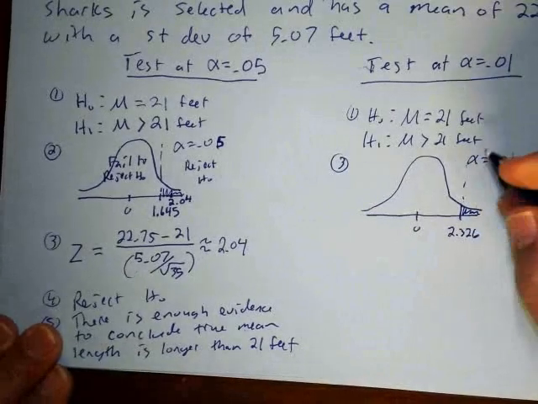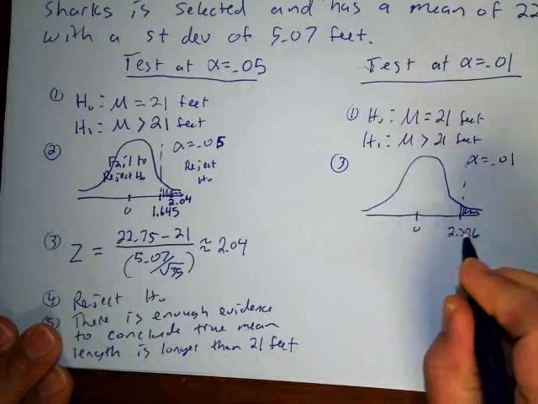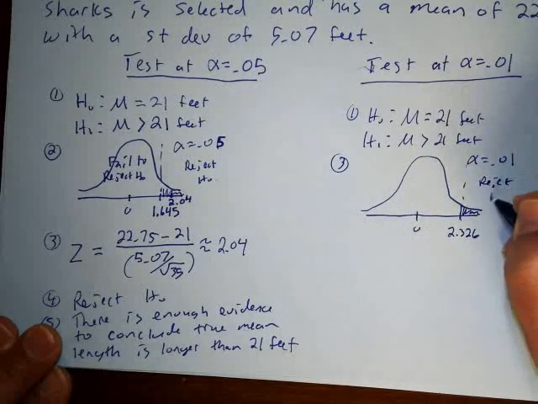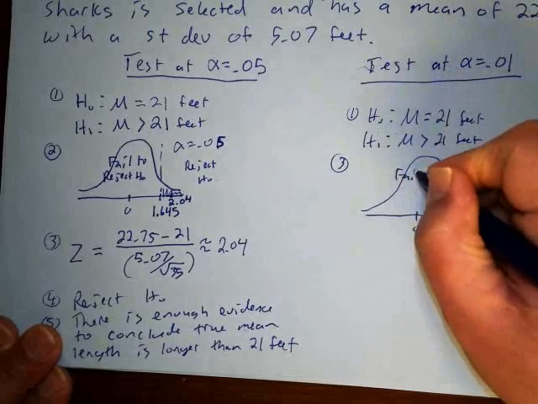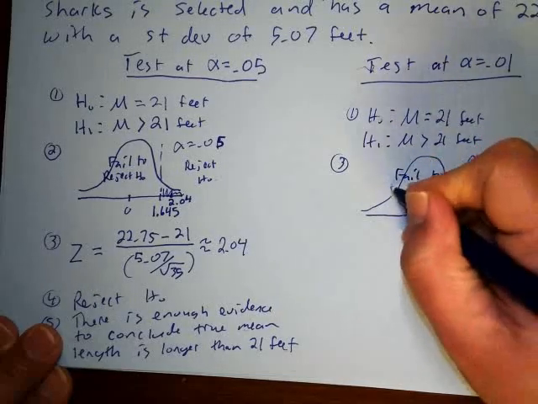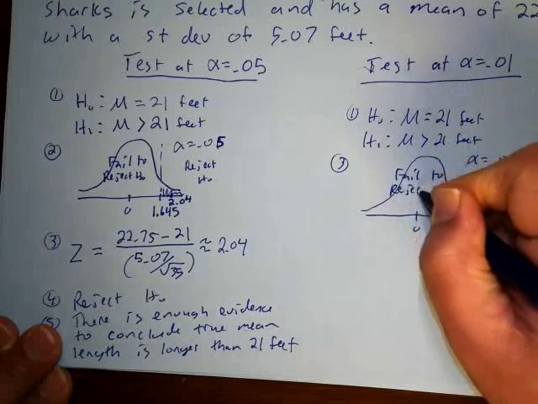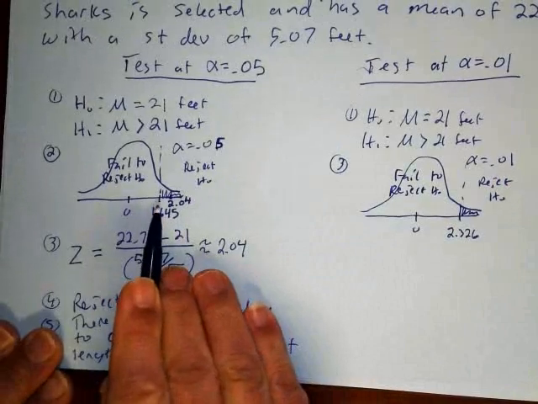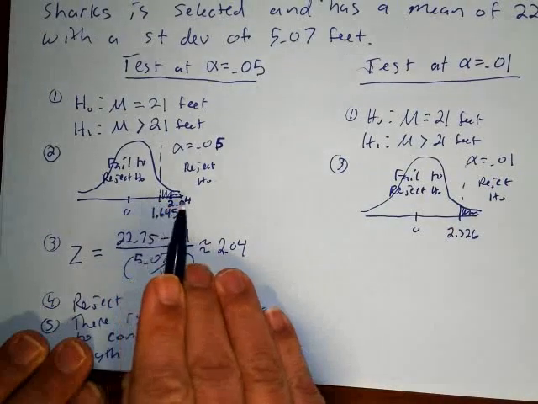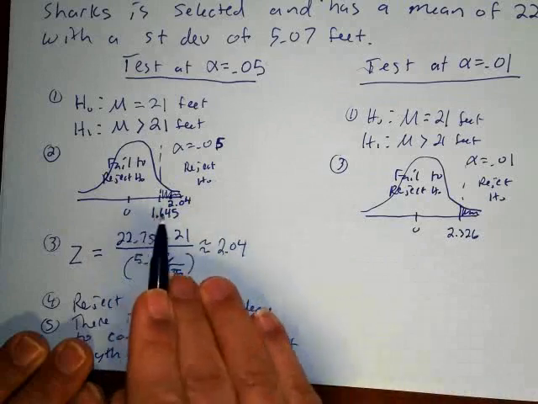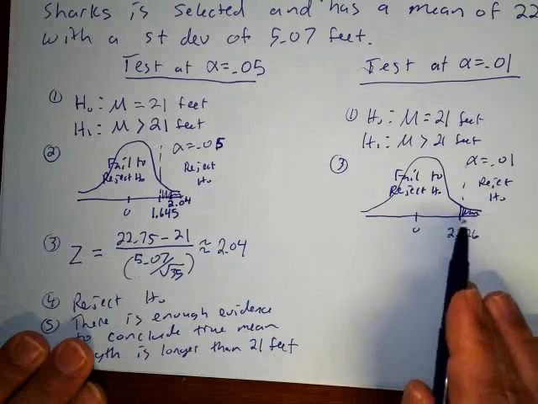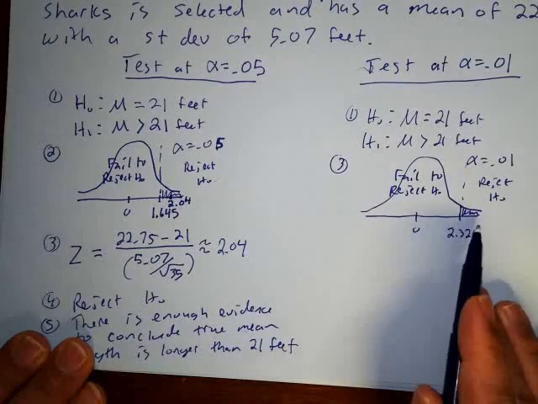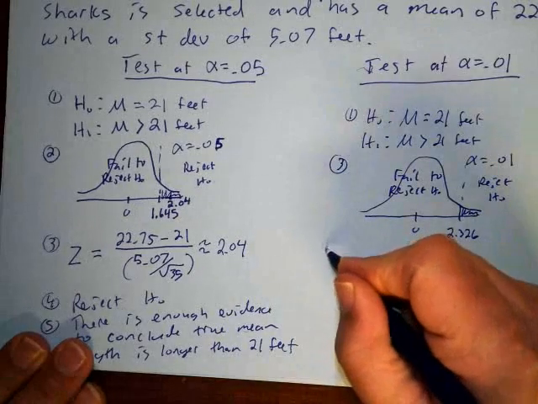Right? And so now, in order to reject, it has to be above 2.326. That's my reject H naught. Over here, we would fail to reject H naught. So if you look, what changes is that this rejection region gets pushed further out, right? Instead of 1.645, it's 2.326, and so your test statistic would have to be bigger in order to reject H naught.